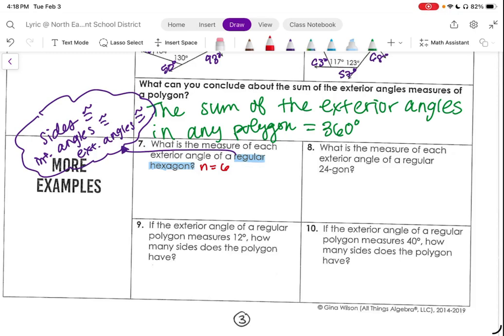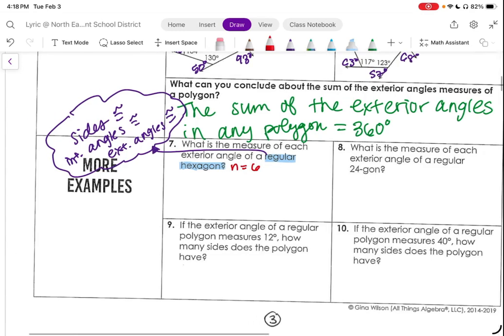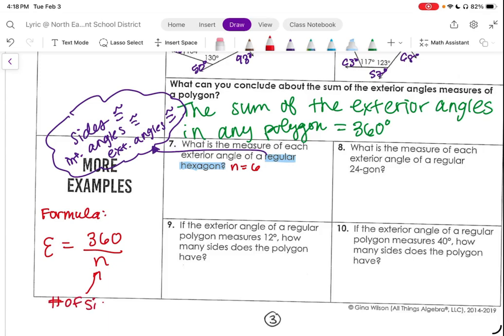Now they want to know the exterior angles. Oh, I forgot to write the formula. Our formula for finding the measure of each exterior angle is going to be E for exterior equals 360 divided by n, which again, n represents the number of sides. So using this formula, we will say E equals 360 divided by n, which is 6. And we get 60 degrees. So in any regular hexagon, the exterior angles are each 60 degrees.